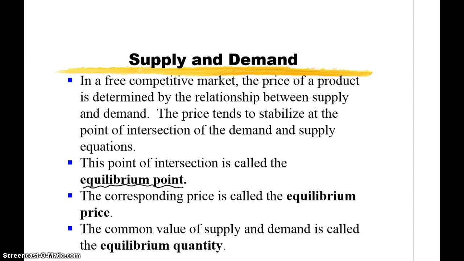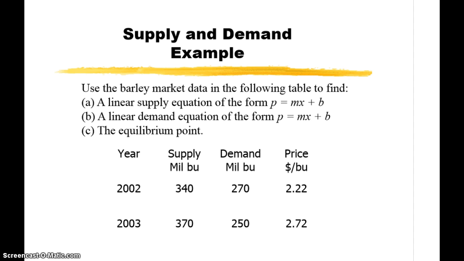So obviously, when at the equilibrium point, the corresponding price is what we call the equilibrium price. Alright, and the common value of supply and demand is called the equilibrium quantity. So there's 3 vocab terms there that will be applying here. So let's look at an example for supply and demand.